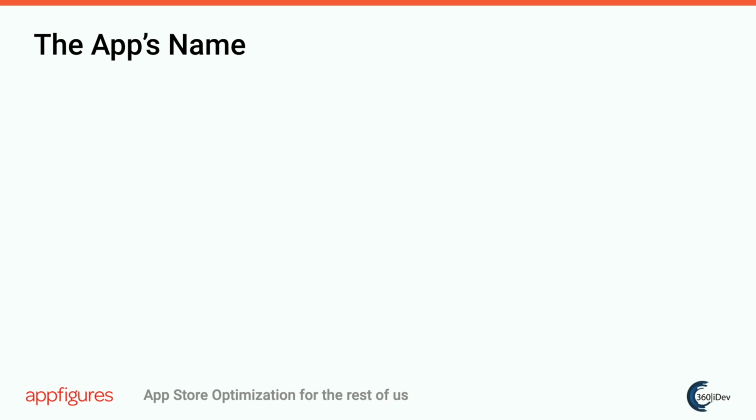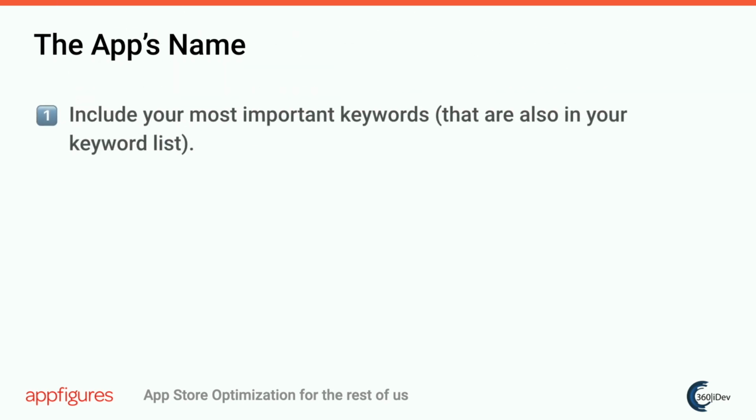Next up, we have the app's name. And the app's name is the second most important thing that Apple looks at. It's also what users use to decide if they want to even look at this app. So the most important thing you can do is take the keywords that you think are most important for the app, and by that I mean the keywords with the highest popularity, and put them in your app's name.